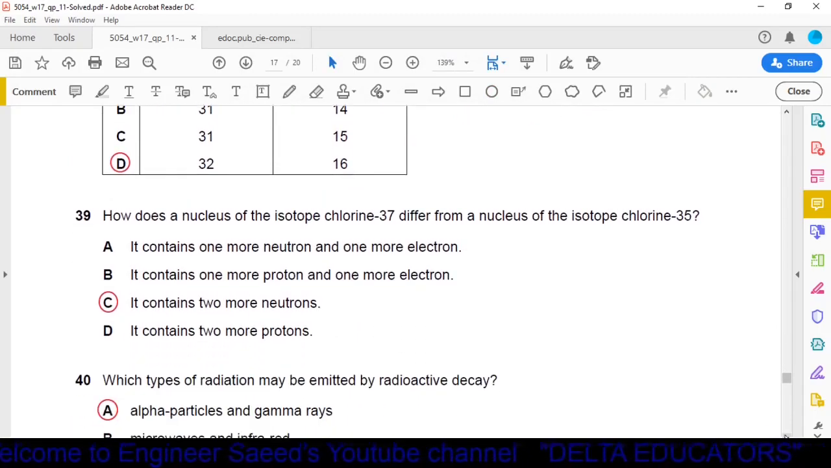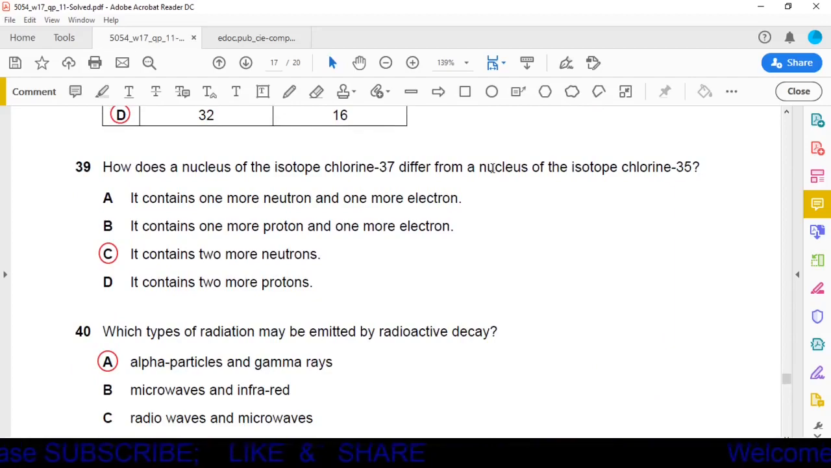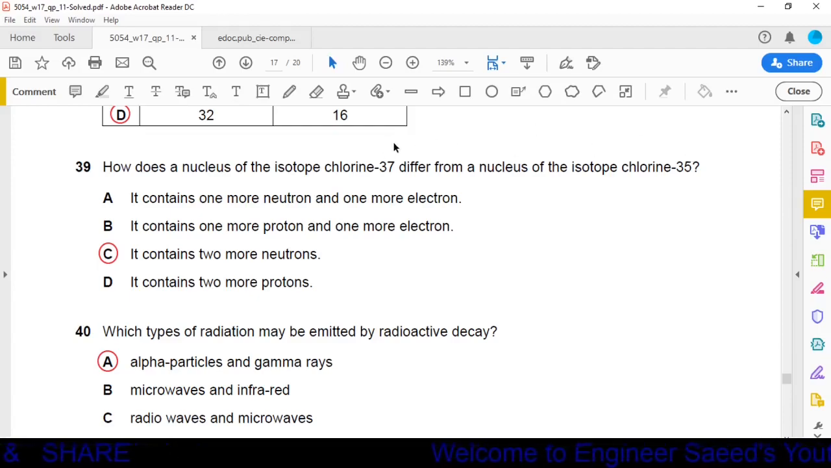Now we will move to question number 39. How does a nucleus of the isotope chlorine 37 differ from a nucleus of the isotope chlorine 35? Okay, isotope means same atomic number but different mass number. Mass number is the sum of the number of protons and neutrons, and atomic number is the number of protons. So in other words, we can also say that isotope means same number of protons but different number of neutrons. Now here it is 37, it is 35, meaning here 2 neutrons are more as compared to chlorine 35.